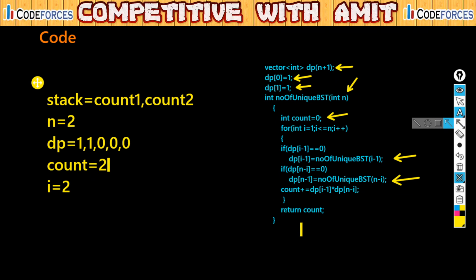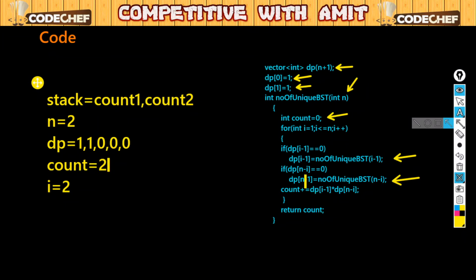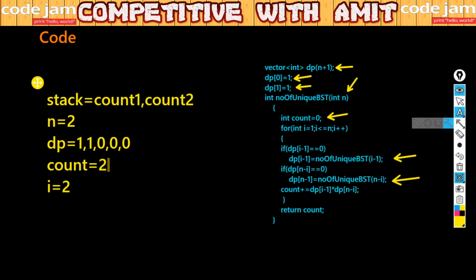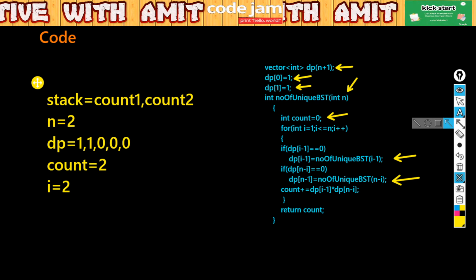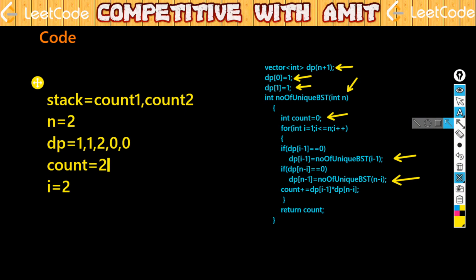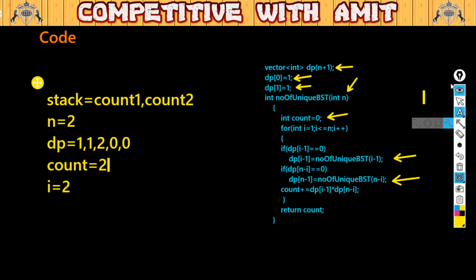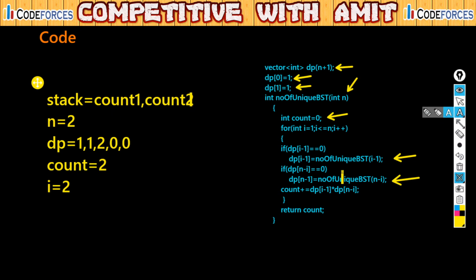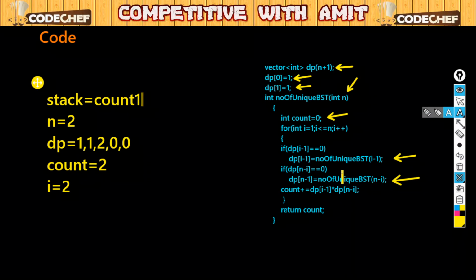So count will be returned. So dp's n minus 1 index means this index, this n equals 2, will be initialized by 2. Till now we have executed this condition, and now before doing this, count 2 will be popped.